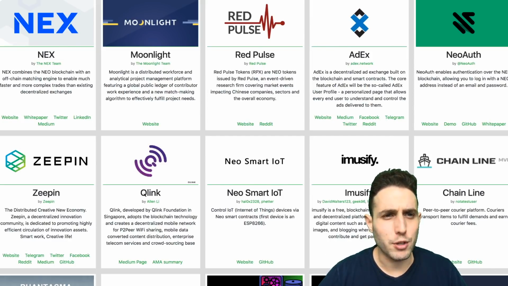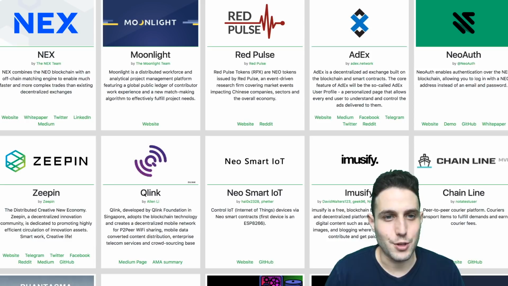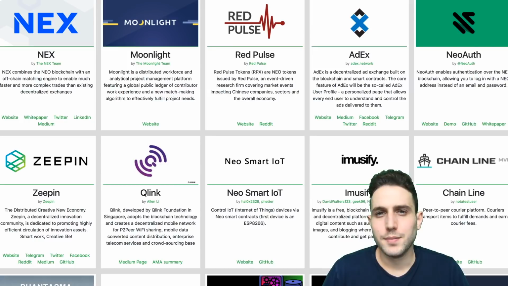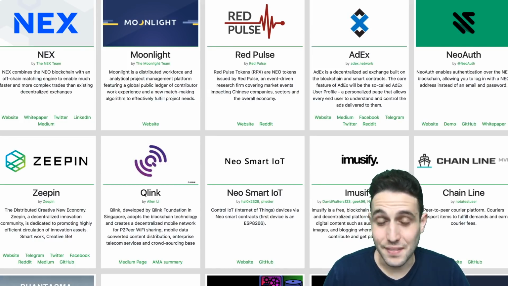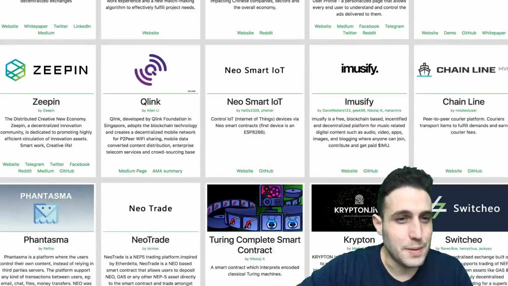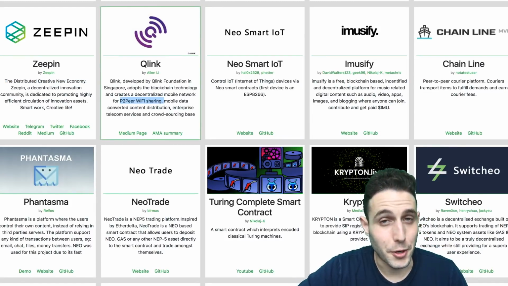But right now I'm looking at all these: the NEO Exchange, the NEX. That's not meant for Ontology, right? You have Moonlight, the distributed workforce, not meant for Ontology. You have Red Pulse, which is essentially market-driven or event-driven market data for investing. AdX, a decentralized ad exchange, definitely not for Ontology. NEO-Auth enables authentication over the NEO blockchain, allowing you to log in with a NEO address instead of an email or password. Yeah, that's definitely not Ontology. Zeepin, the distributed creative new economy, not Ontology. Peer-to-peer Wi-Fi sharing, we're not building a web of trust there.